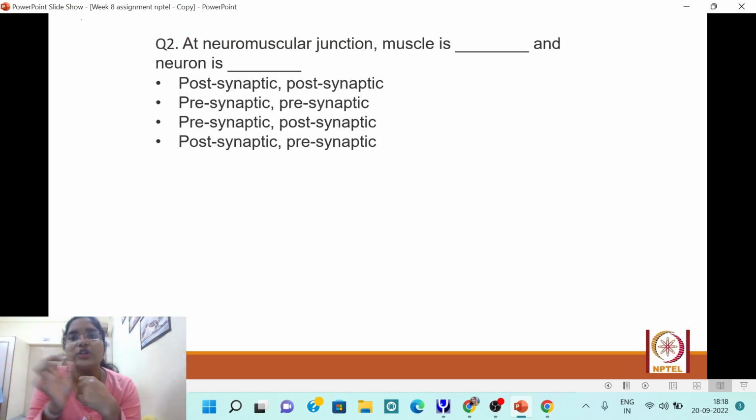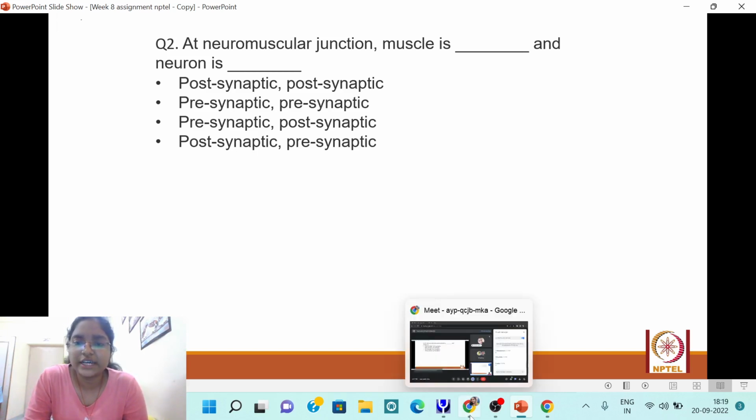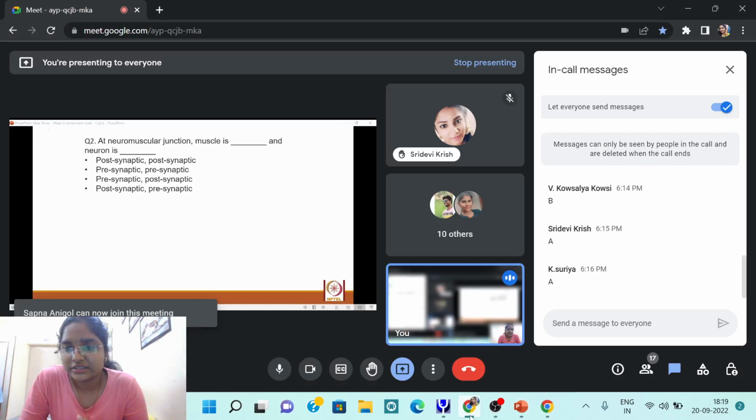At neuromuscular junction, muscle is dash and neuron is dash. Options: postsynaptic, postsynaptic; presynaptic, presynaptic; presynaptic, postsynaptic; or postsynaptic, presynaptic. This is a very easy question, I guess. At neuromuscular junction, muscle is dash and neuron is dash. Your time starts now. Start answering.